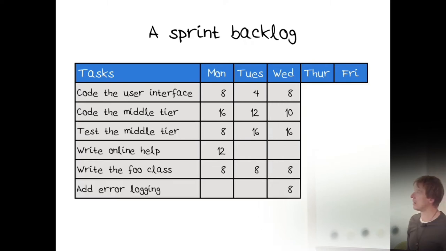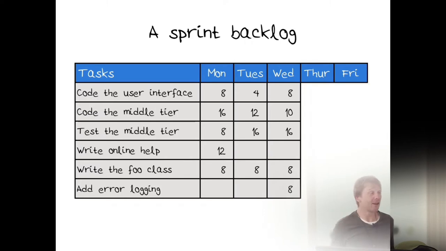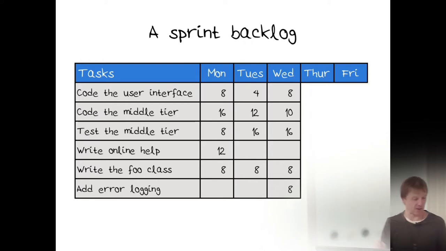After another day, you see, now the task for coding the UI has actually gone up, right? It's not ideal, right? And the better the team is, the fewer of these problems you're going to encounter because you get better and better at estimating. But it's okay to be wrong. And here, a new task actually came up because we had forgotten that we needed to deal with error logging, right? And that's okay, as long as it's there.